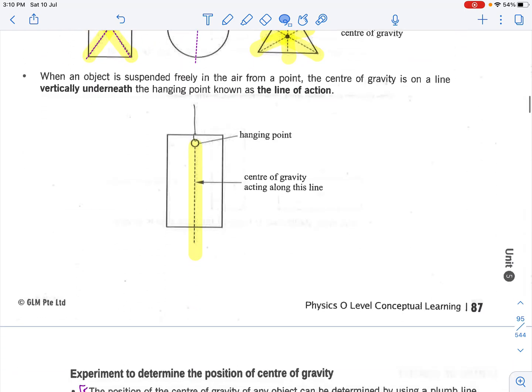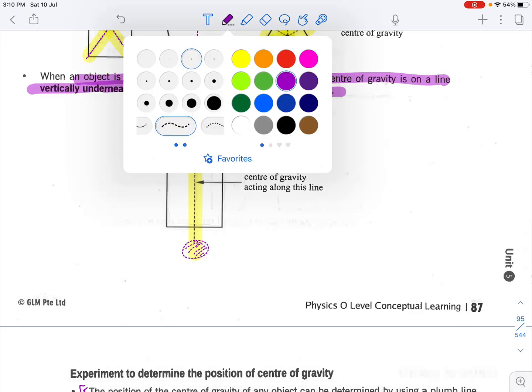But one important thing is, what about an irregular object? How are we able to go about identifying the center of gravity? One way to do it is using the concept that when an object is suspended freely in air, the center of gravity will be in line, vertically underneath the hanging point, along the line of action. At the bottom, there's actually a pendulum weight holding onto it.